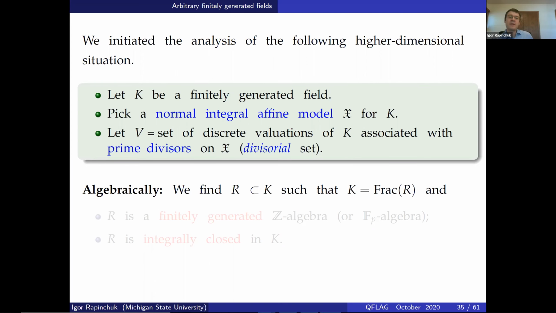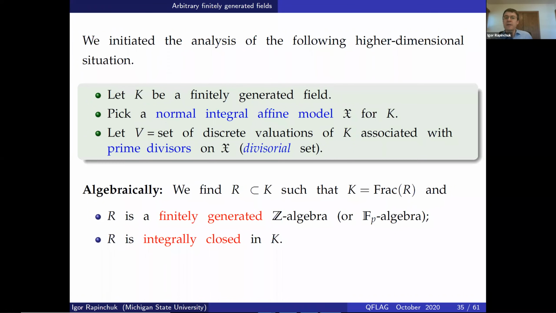Picking such a model basically amounts to finding a subring R of K, whose fraction field is K, such that R is a finitely generated algebra over Z or F_p, and R is integrally closed in K. And then the set V simply corresponds to the height 1 prime ideals of R.